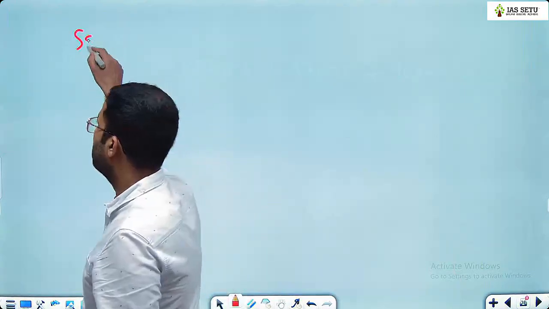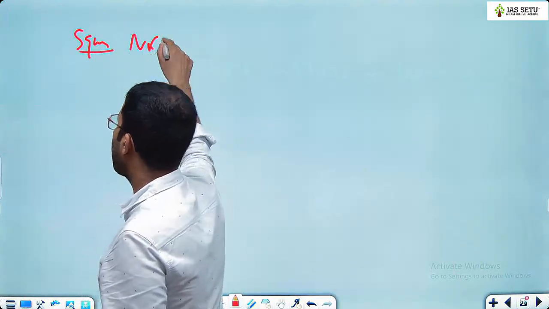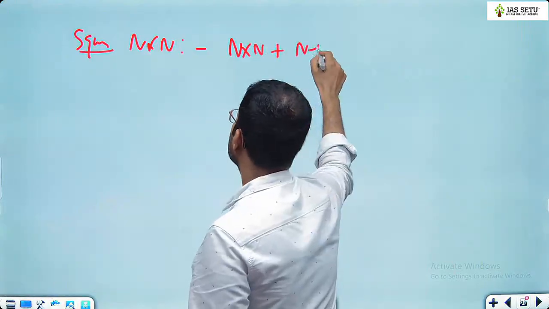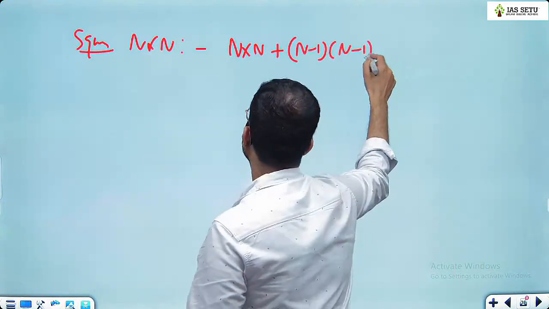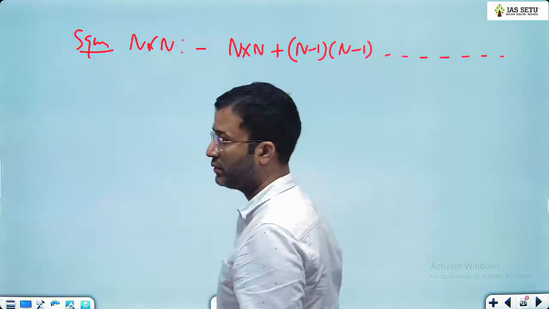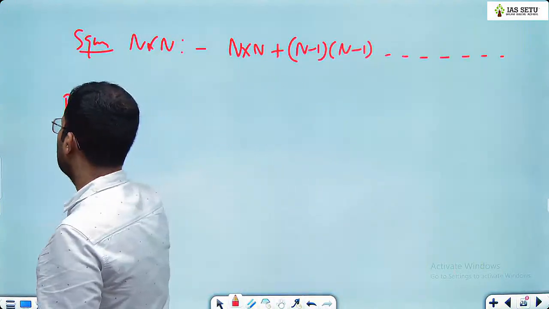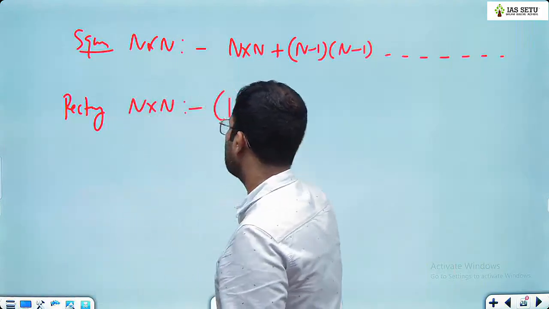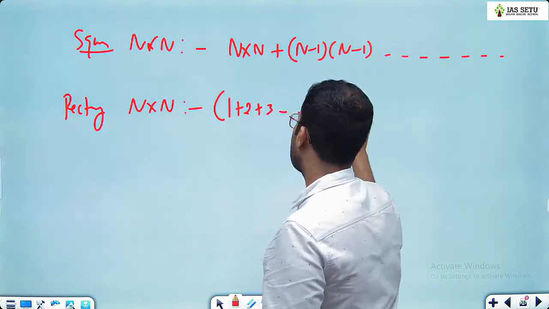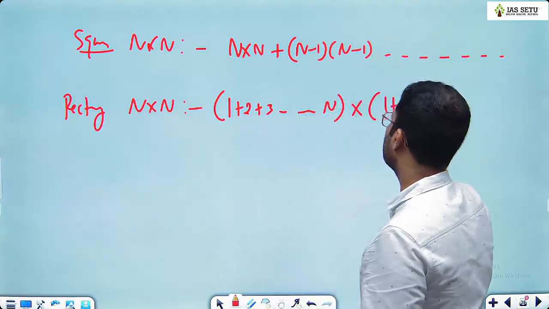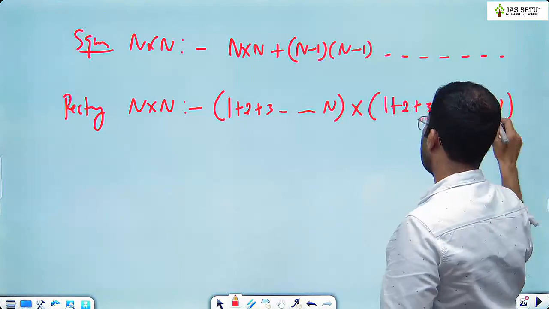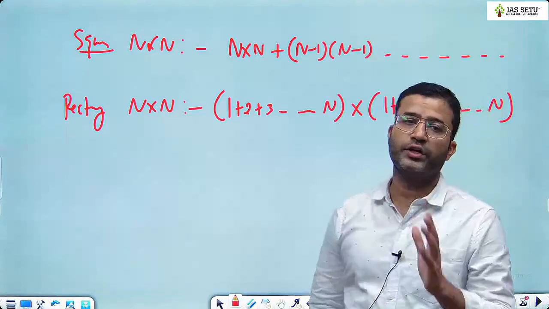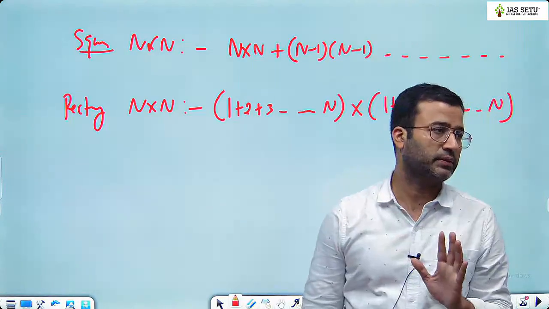For square, if it is an n by n figure, our shortcut is n into n plus n minus 1 into n minus 1. For rectangle, if it is an n by n figure, bracket start 1 plus 2 plus 3 up to n, into second bracket start 1 plus 2 plus 3 up to n. अब तक कोई डाउट? Any doubt till this concept?